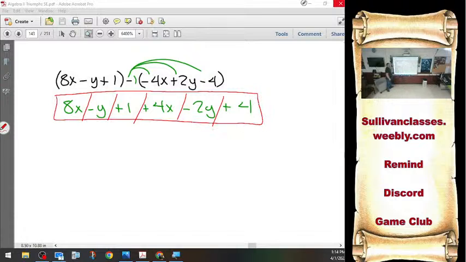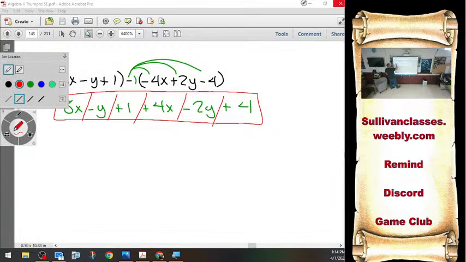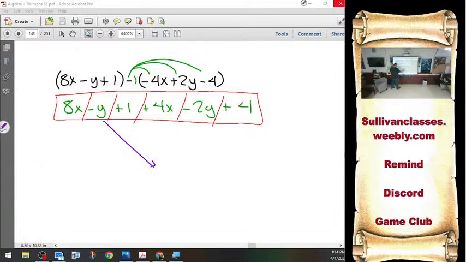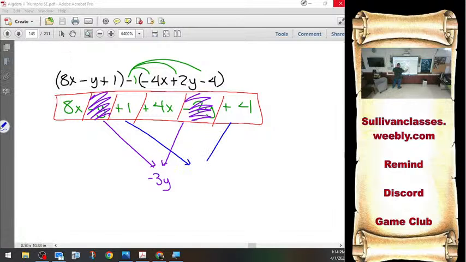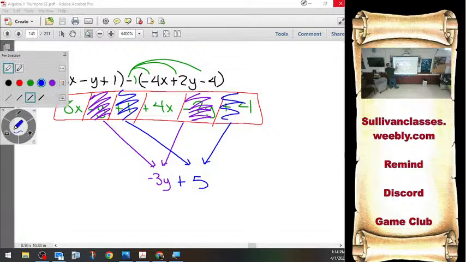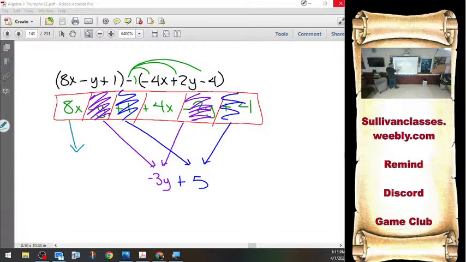If I just draw my boxes around it, you can combine them a lot easier, right? It's more like sorting Legos. Like negative y and 2y would go together. And when you start seeing that, things just make a little more sense. This goes with this, negative 3y. And then I scribble them out. 1 and 4 would go together. Then 8x and 4x. And 8x with 4x is 12x.